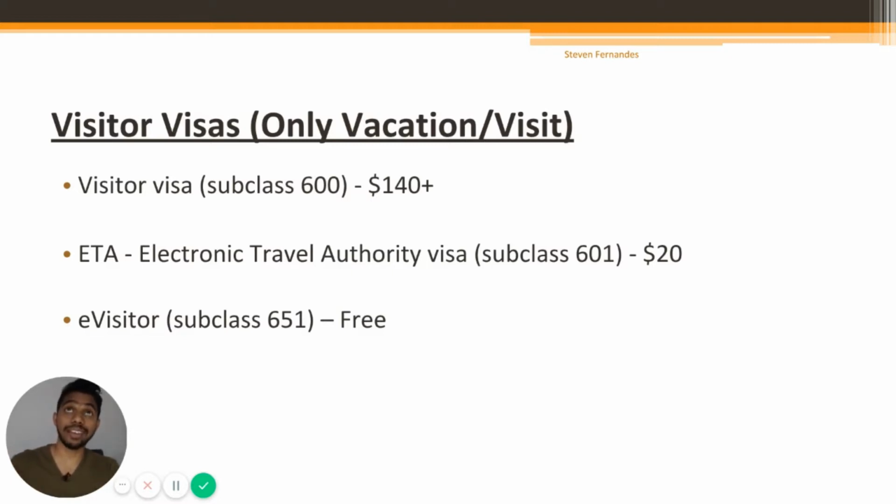So the Australian government has ties with certain countries where the visa processing for a visitor visa takes place on a much quicker basis, and there's not much work to be done in terms of putting across your application for the visa. Okay, so the visitor visa 600 is for countries that do not have such an agreement with the Australian government, and it's $140 for the visa. The ETA, or the Electronic Travel Authority visa, is for a set of 20 or so countries that have an agreement, but you still need to pay $20. And the eVisitor visa, which is the 651 visa, is completely free. Just do an online application and you get your visa within a day.